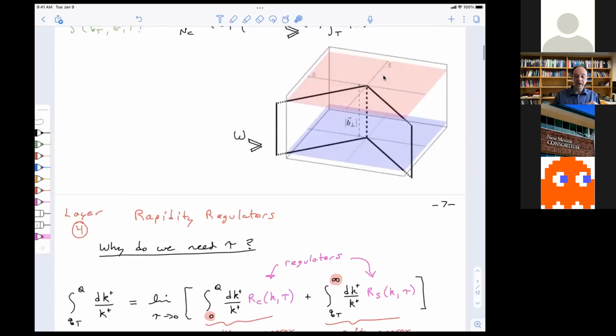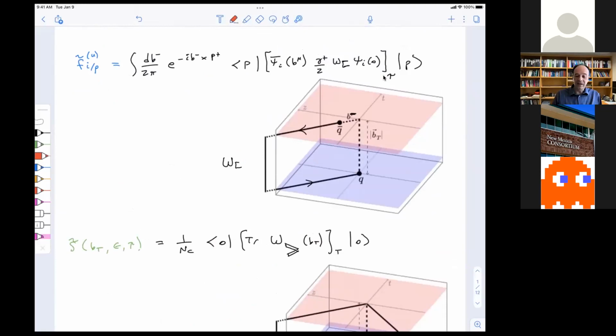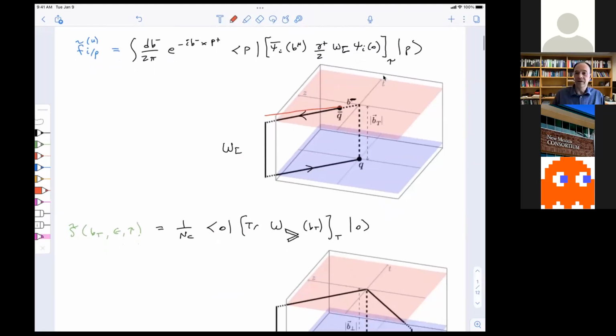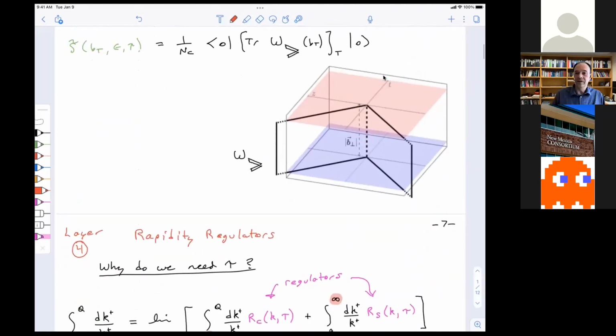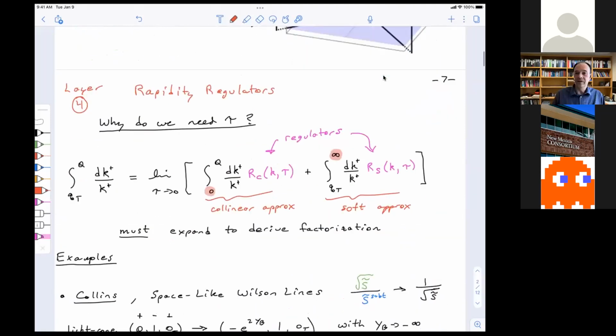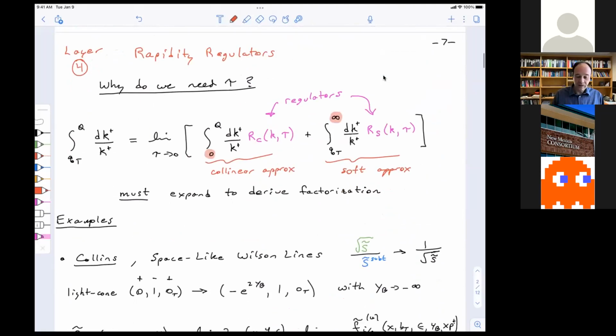In pictures, if I go back to the picture up here, what I'm doing is I'm taking this Wilson line here and I'm tilting it in a space-like direction. Let me do it with this one up here. I'm tilting it towards the z-axis. That's tilting it into the space-like. So that's the kind of thing that I'm doing to the path, and I won't try to draw it for all sides. And I do the same thing for the soft function. Okay, so that's the idea in the Collins regulator.